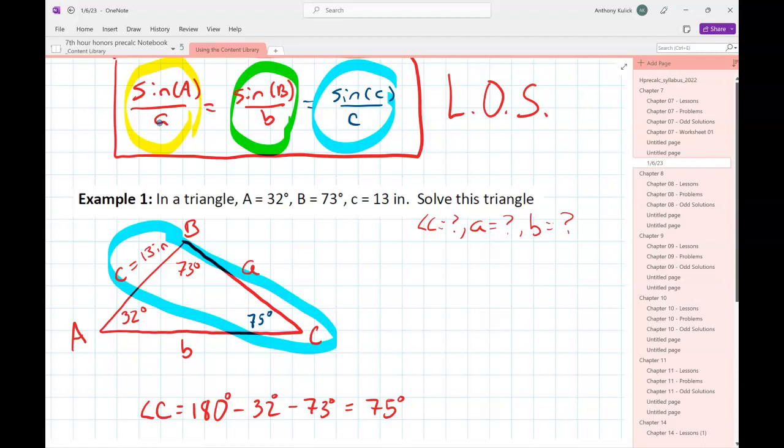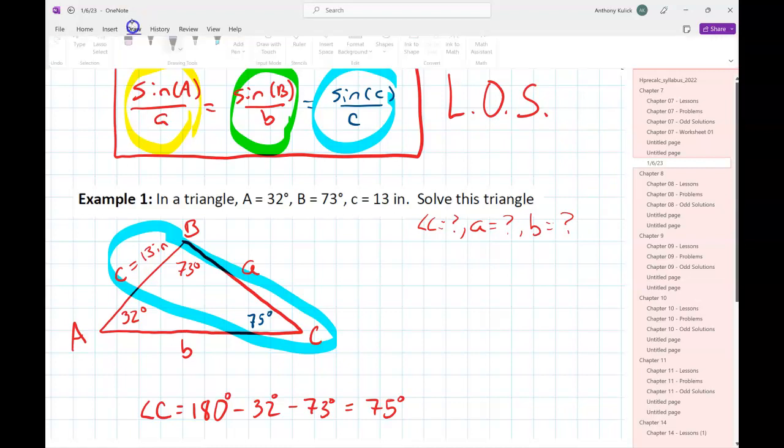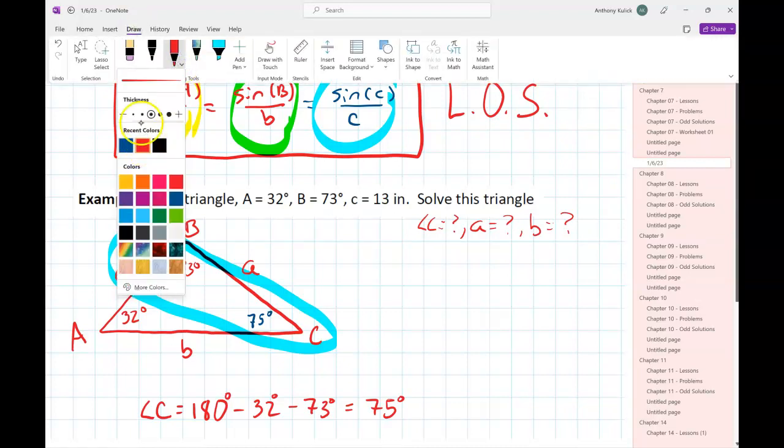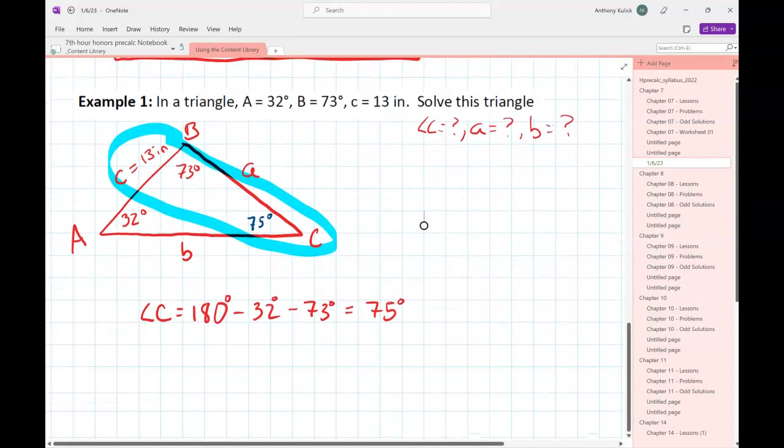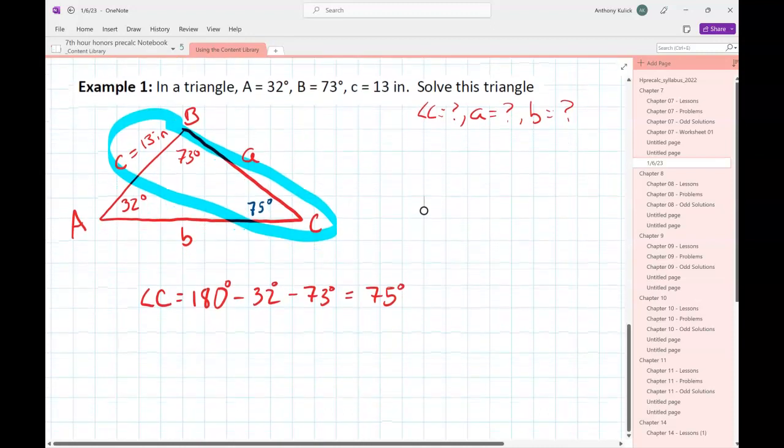So now I have an angle and a side that I know. All right, so now I'm ready to use the law of sines. Does it matter whether I solve for side A or side B next? Nah, man. At least not for this kind of problem.